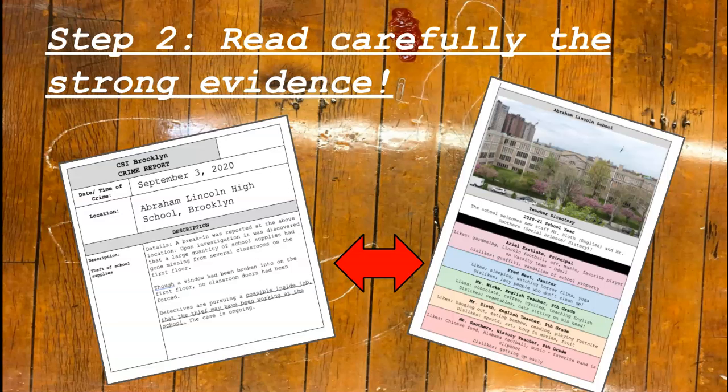Step 2 is to then focus on and read carefully the strong evidence. What you really want to focus on here, and this is what crime scene investigators do, is looking at maybe some hidden link between two forms of evidence. What is the thing that connects them together? Solving a crime is a little bit like solving a jigsaw puzzle, right? You've got to look for a piece of evidence in one good document, and think about how it connects to a piece of evidence in another document.